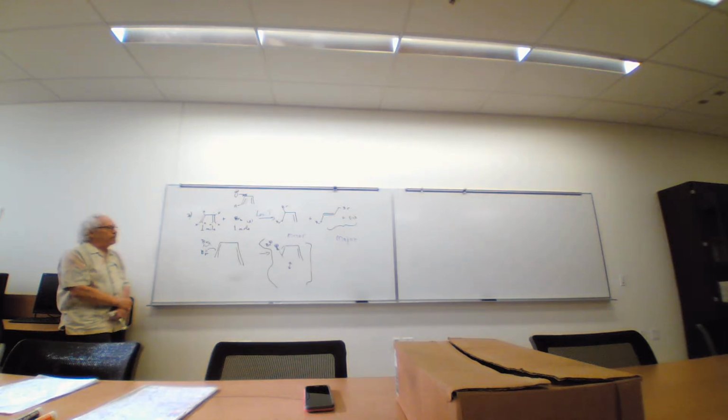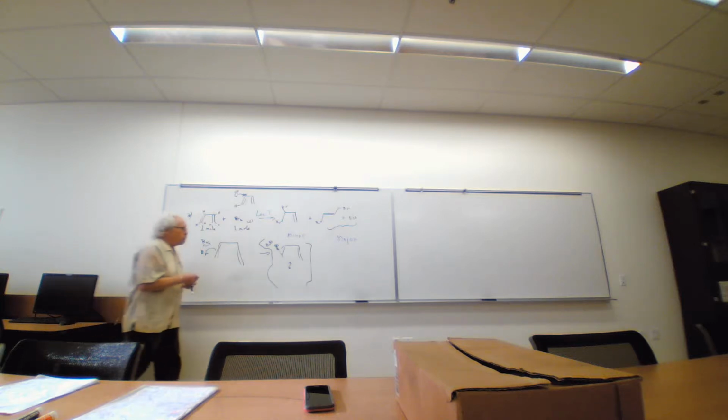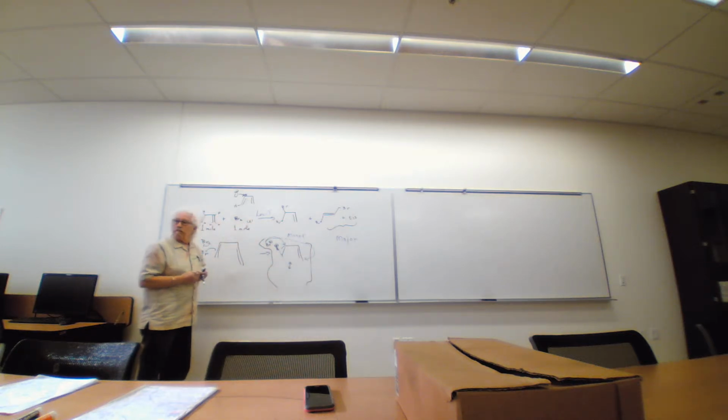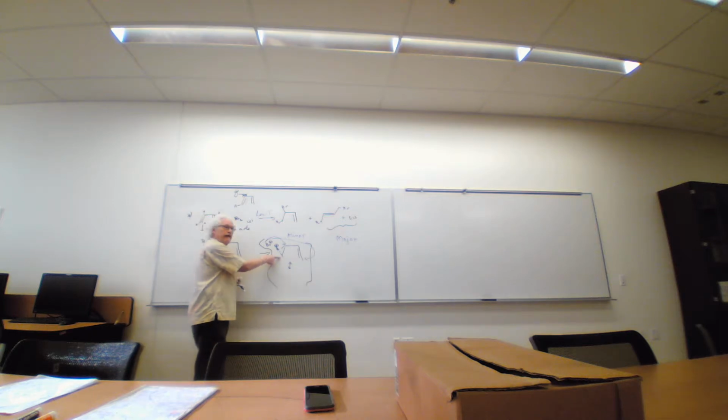What's the next step in this mechanism? The bromide ion is going to add, isn't it? And this bromide ion is going to add in one of two places. It's going to add here, or it's going to add there. Why isn't it going to add here?